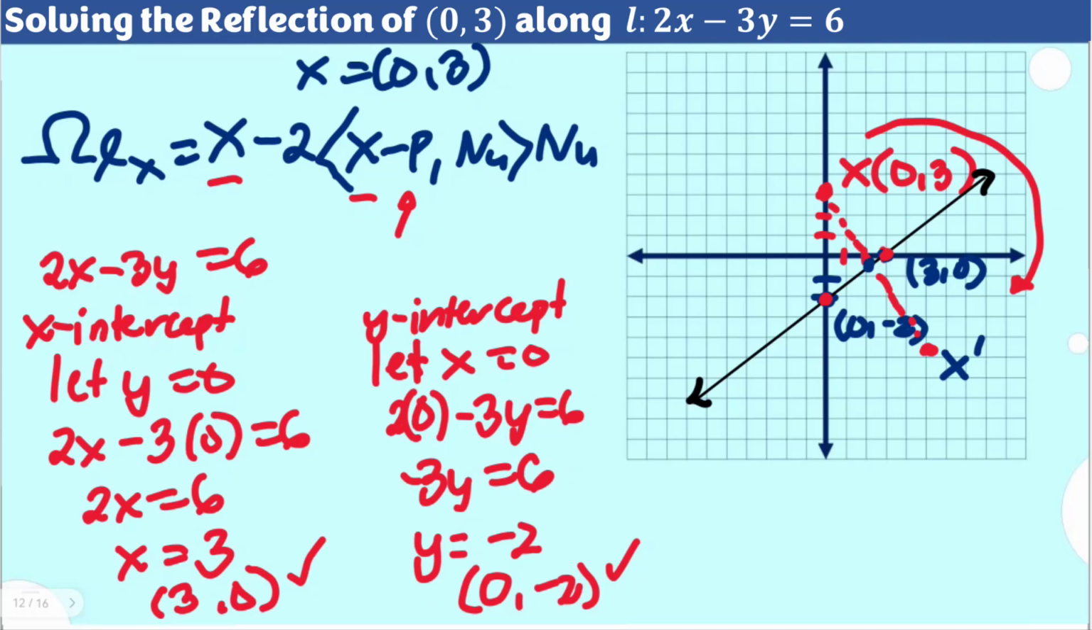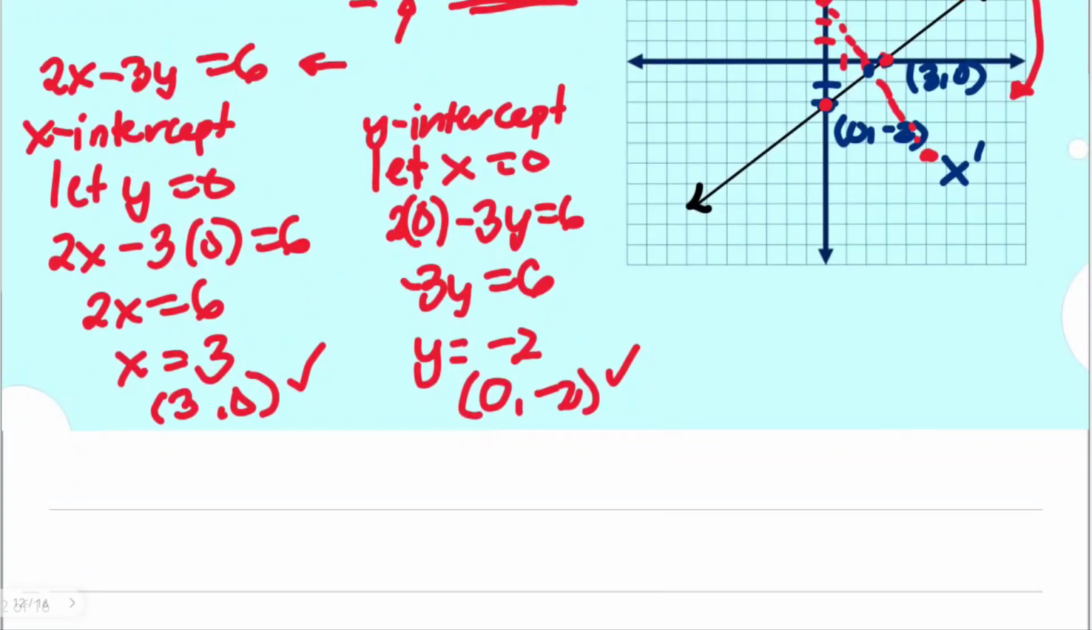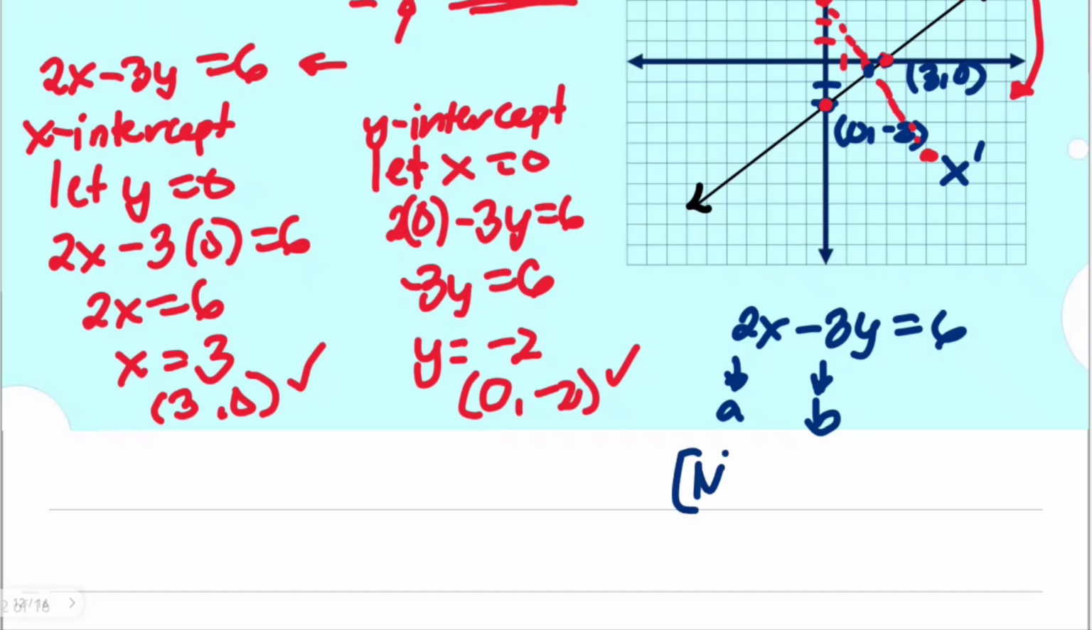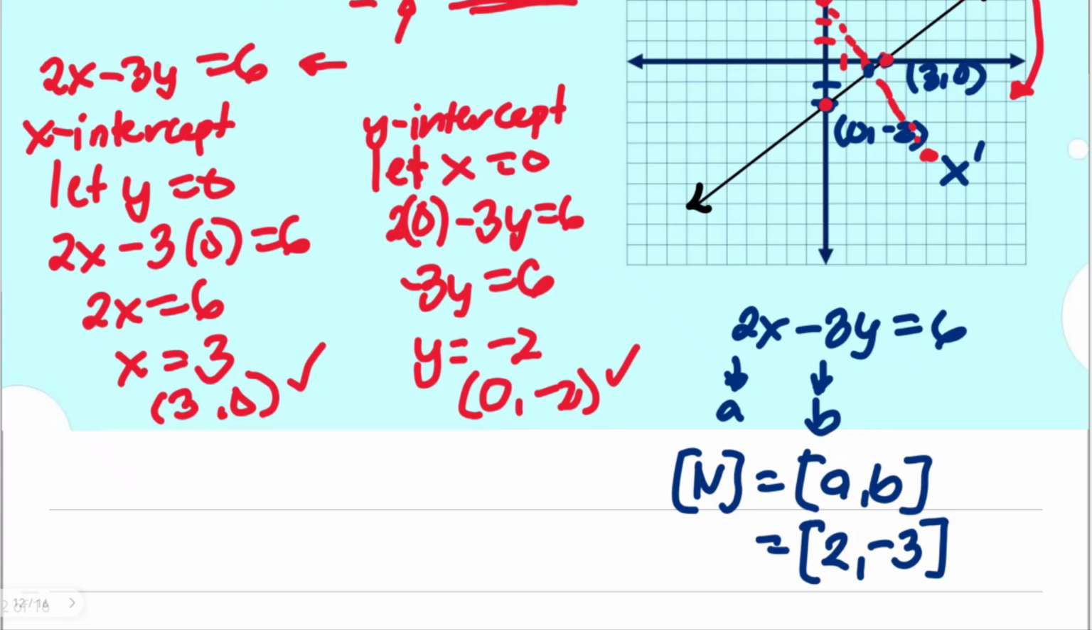Now let's talk about the unit normal vector. The unit normal vector is the normal vector with magnitude or length of 1. So let's talk about that first. We can take that from this equation. Our equation is 2x minus 3y is equal to 6. This is our A. That's our B. We don't need C because A and B are given. Our normal vector is composed of A and B. So our normal vector is (2, -3). Take note, it should be 2 and negative 3.